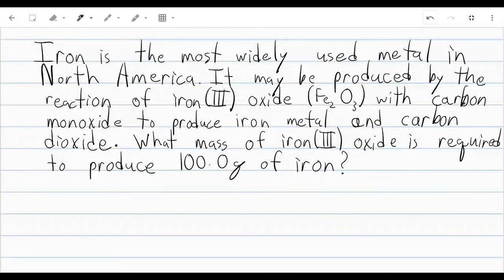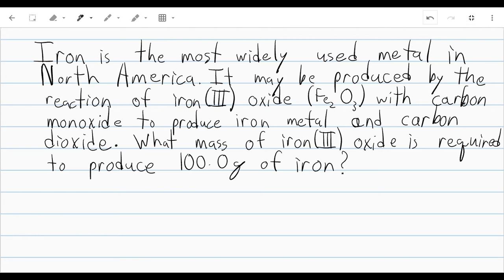In this sample problem, we're asked to do a bit of work with gravimetric stoichiometry. Problem reads, iron is the most widely used metal in North America. It may be produced by the reaction of iron 3 oxide, Fe2O3, with carbon monoxide to produce iron metal and carbon dioxide. What mass of iron 3 oxide is required to produce 100 grams of iron?